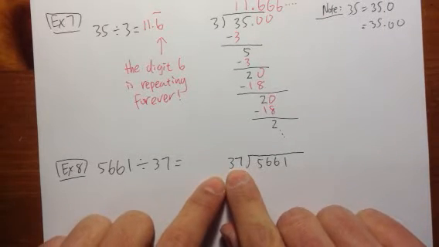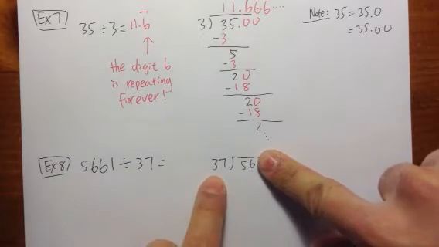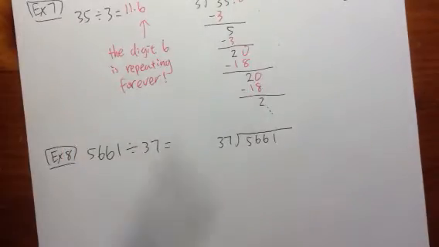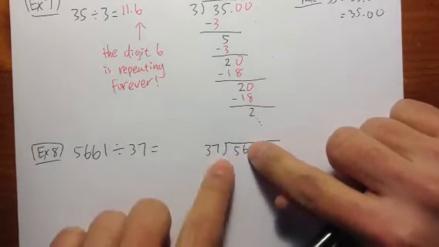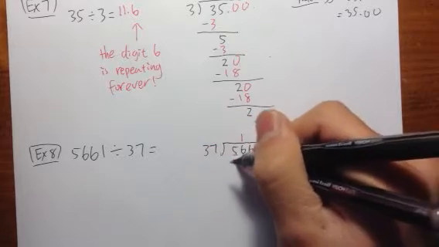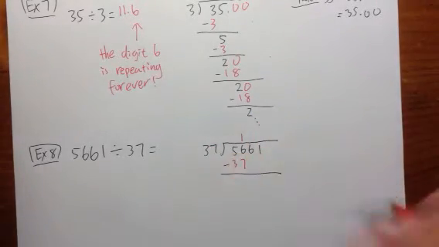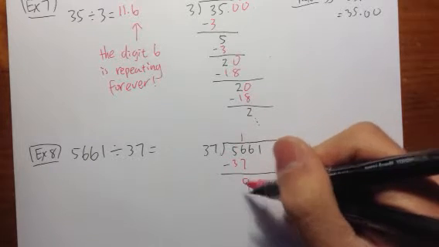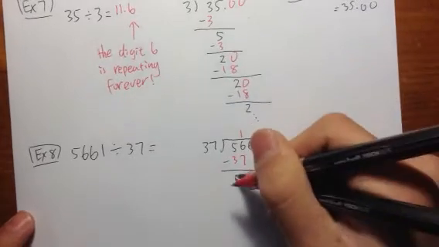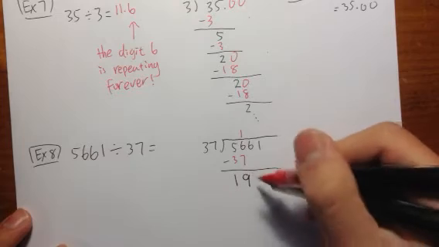Since 37 has 2 digits, just look at the first 2 digits of the inside number. 37 goes into 56 once. 37 goes into 56 once. 1 times 37, you get 37. Again, you subtract. 56 minus 37, you get 19. I believe you get 19. Okay, I'll show you this in red. 19. Anyways, bring down the 6.